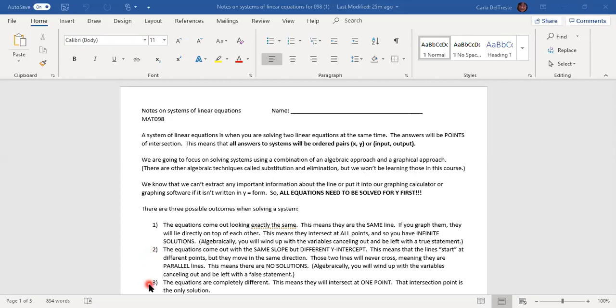And then possibility number three is that the equations are totally different, they intersect at one point, and then we have to find that intersection point. And this is the most common one, okay, that the two graphs cross somewhere. So now let's look at an example of all three.